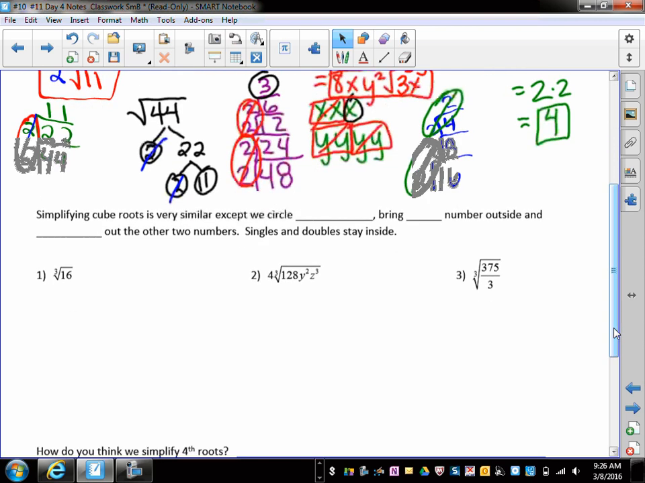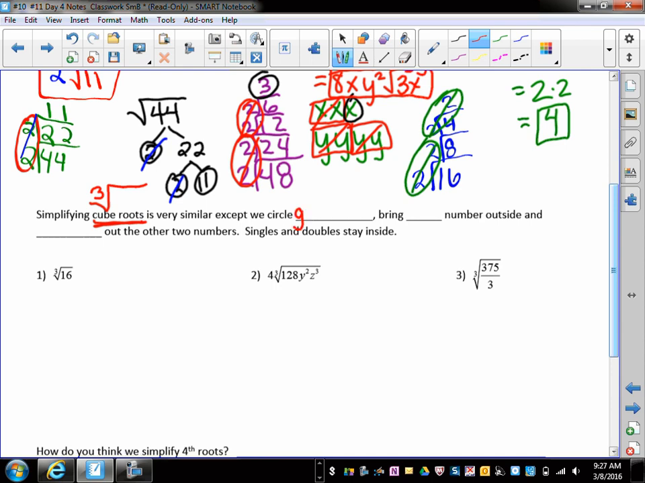So simplifying cube roots is very similar. So cube root is where we have the 3 as our index. Now, because our index is 3, guess how many of a kind we need to have? 3 of a kind, yes. So it's very similar, except we circle groups of 3. 3 of a kind. And again, bring one number outside and leave out the other 2 numbers.